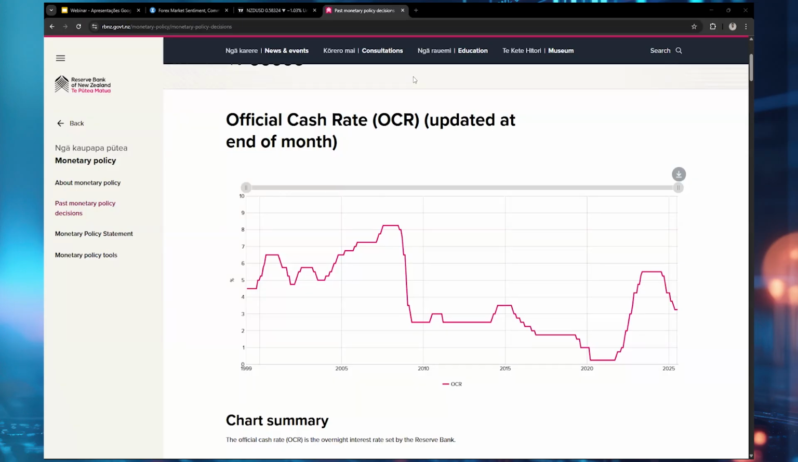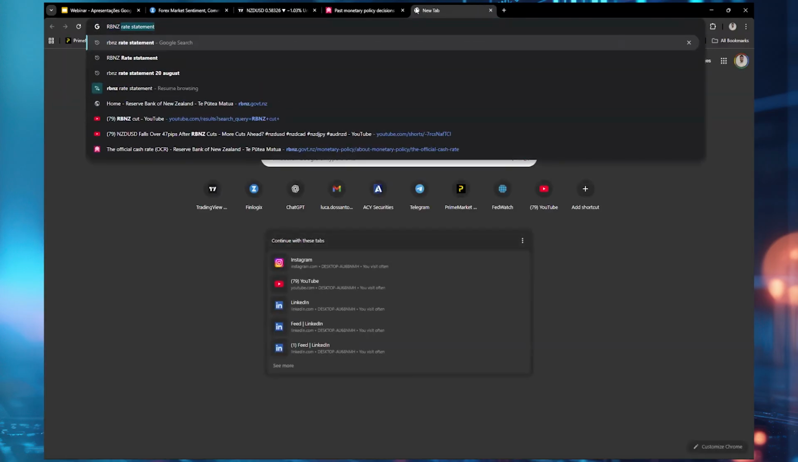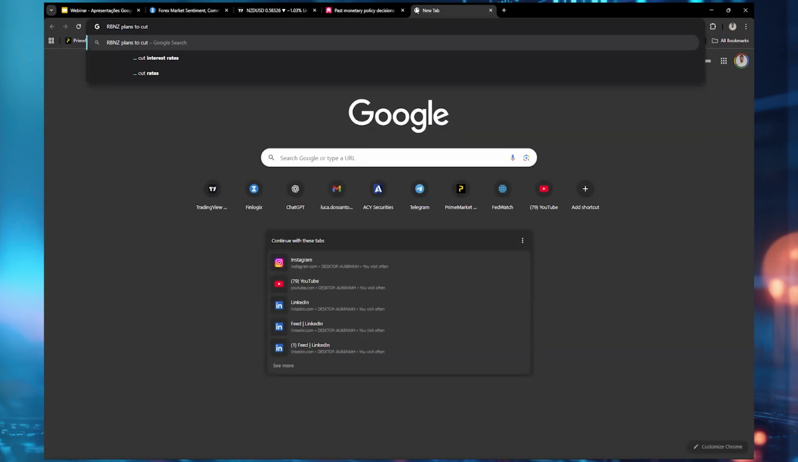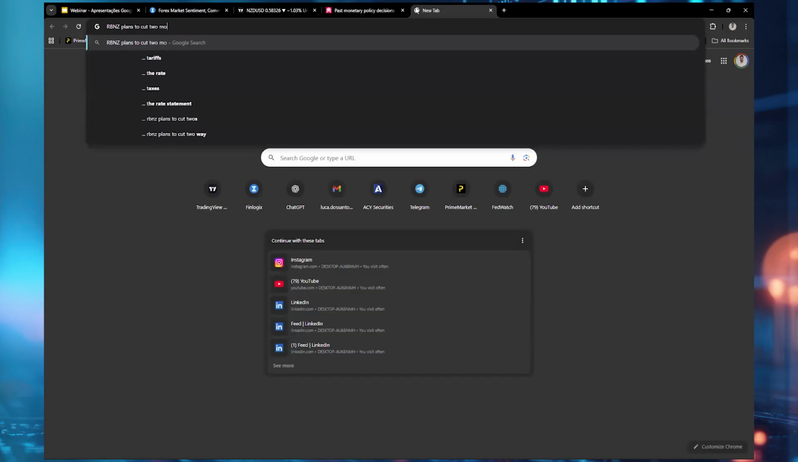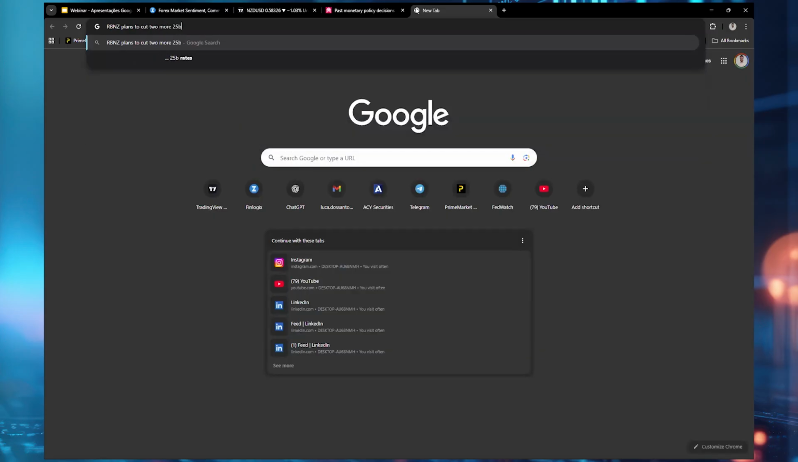From today's rate decision, they've cut 25 basis points as expected, but the forward guidance was the most shocking and alarming point, because the forward guidance says that the RBNZ is planning to cut two more 25 basis points, that is 50 basis points until the end of the year. So it plans to cut two more 25 bp.